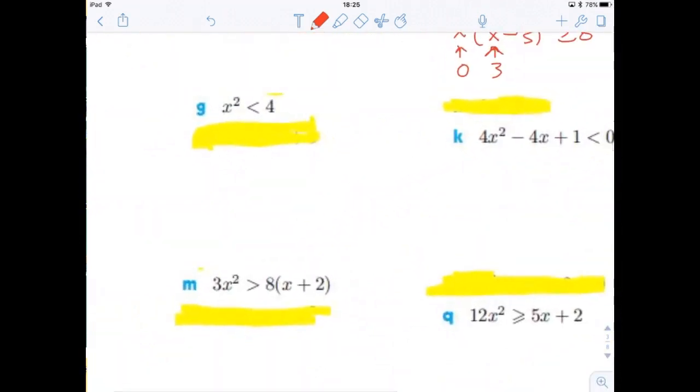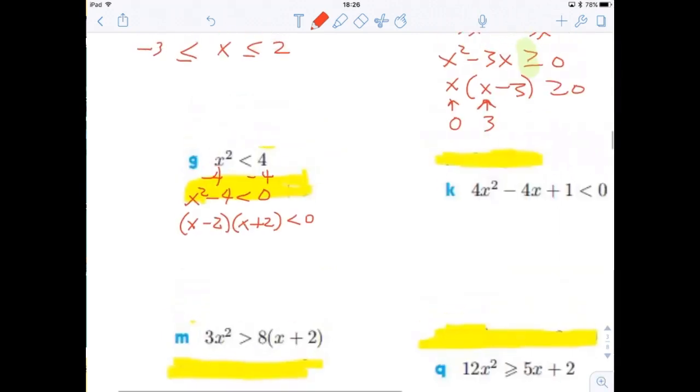Okay. And then x squared is less than 4. So in this case, we would like to have 0 on the right side. So let's subtract 4 from both sides. And then we'll have x squared minus 4 is less than 0. And then we're going to factor the left side so we can find the critical points. x squared minus 4 factors into x minus 2 times x plus 2.